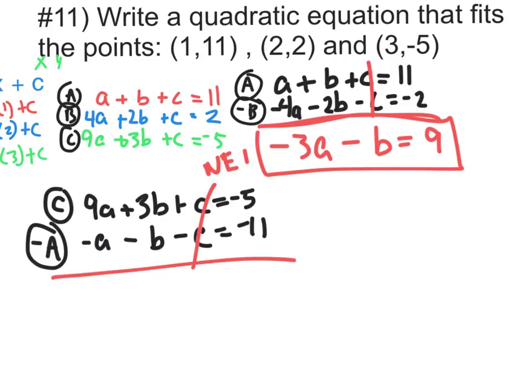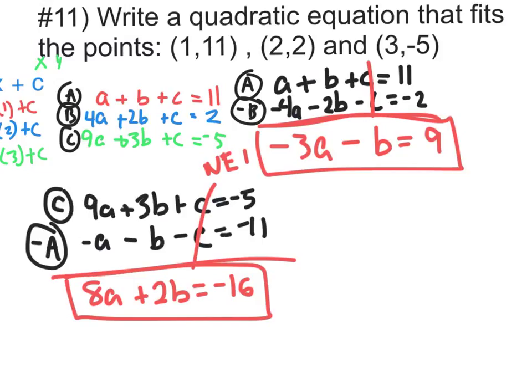The c's cancel again. I end up with 8a, I end up with 2b, and I end up with negative 16. So ladies and gentlemen, this is new equation number 2. What we need to do now is create a new 2 by 2 system and solve it. So I'm going to use the first new equation 1, negative 3a minus b equals 9. And I'm also going to use new equation number 2, 8a plus 2b equals negative 16.